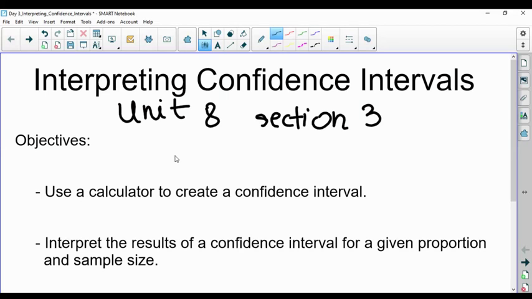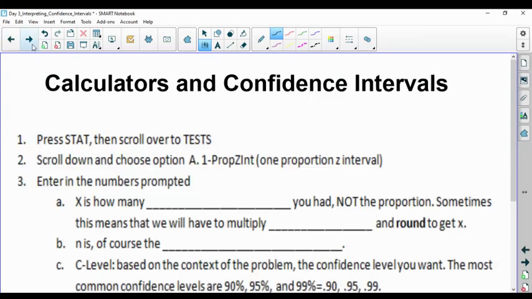Unit 8, Section 3, Interpreting Confidence Intervals. Here you need to have your calculators ready. You can open the ones online. And what you need to do to find a confidence interval using a calculator, press that and scroll over to tests. And then you need to scroll down to option A, 1-proportion Z-interval.